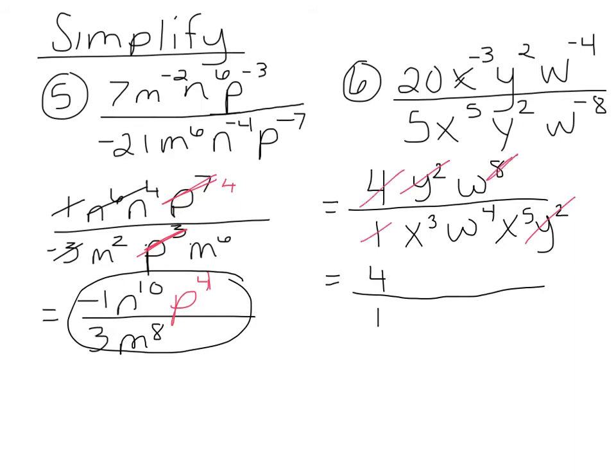There are 8 w's on top and 4 w's on the bottom, which means there's going to be 4 left on top once these four cancel out 4 of them up here. So we have W to the 4th on top. And then we have finally the x's. So there's x to the 3rd and x to the 5th. They're being multiplied. So that means x to the 8th is going to go on the bottom. And there's your answer.